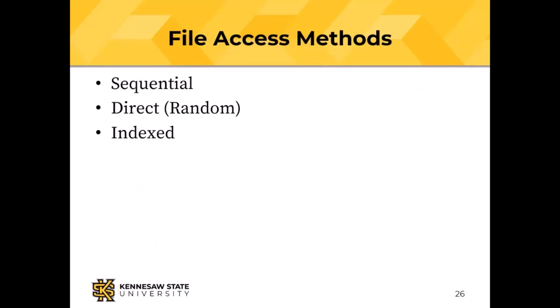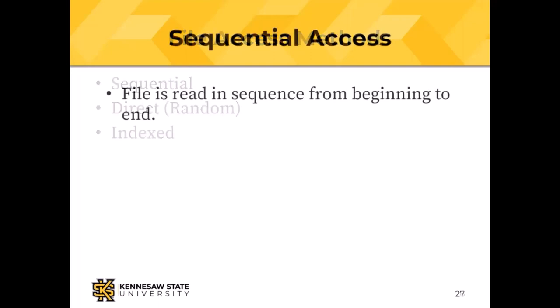So there are three possible access methods for files. Sequential: I read it from the beginning to the end. Direct or random: I read a particular byte or set of bytes from the file without starting at the beginning. Or indexed, and we'll talk about indexed in a minute.